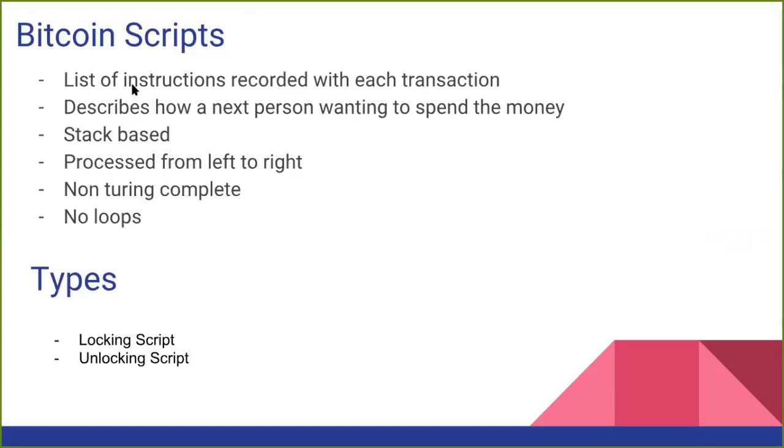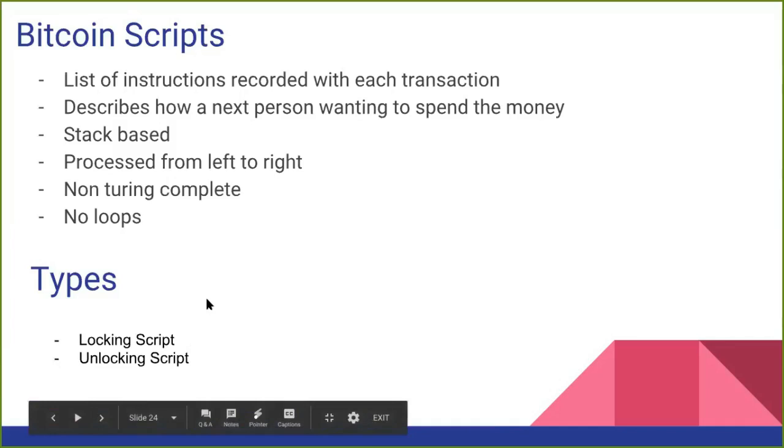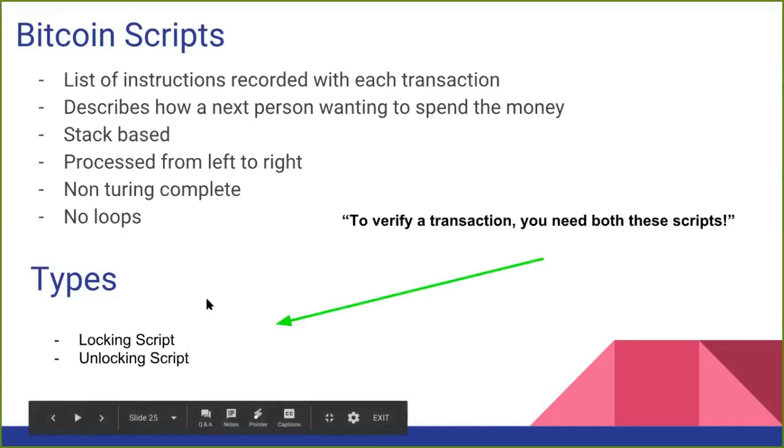Bitcoin script is a list of instructions recorded with each transaction. It describes how the next person wants to spend the money, and they are stack based. We'll come to it in a bit. They process from left to right. They are non-Turing complete because you cannot have loops in that script. Now the next thing we have to think about is locking and unlocking script.